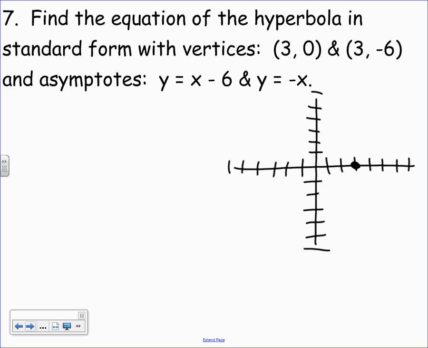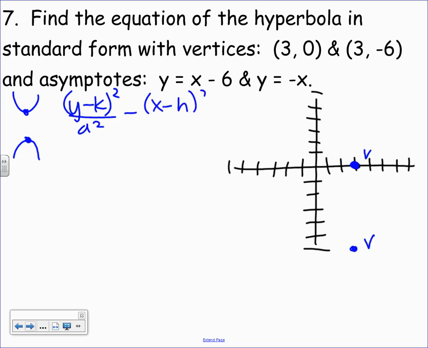Okay, so (3, 0). I like to do vertices in blue. So (3, 0) is a vertex, and (3, -6) is another vertex. Okay, so that means that this graph has to look like this because my vertices are top and bottom. So this is (y - k)² over a² minus (x - h)² over b² equals 1. Fantastic.